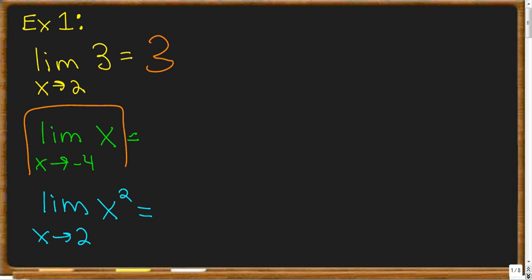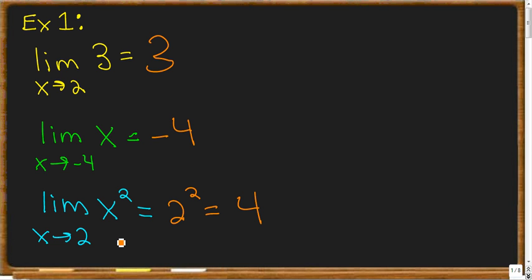Here, the limit of x as x approaches -4, well, if I plug in -4, I'm going to get -4 out, which is fine. As long as I get a number, that is my answer. The limit of x squared as x approaches 2. Again, I'm going to take my 2, plug it in, so I'm going to get 2 squared, and that's going to be 4. So these are just simple answers. So the first thing you want to ever try to do is just plug it in and see what happens. If you get 0 over 0, or you're dividing by 0, then you might have to take a little bit more of a look, but this is the first step.